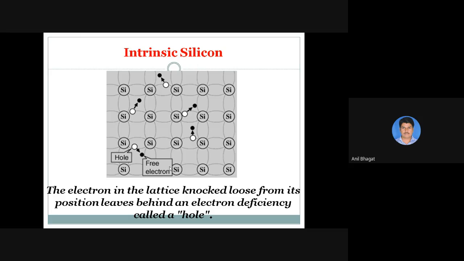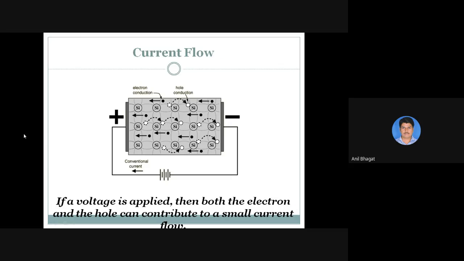Suppose the bond breaks; at that time a vacancy is available in the same position, and that same location we call the hole. The dot is nothing but the electron, available anywhere, not in the same area. The crystal does not break, but this dot moves in any direction. There are no problems.